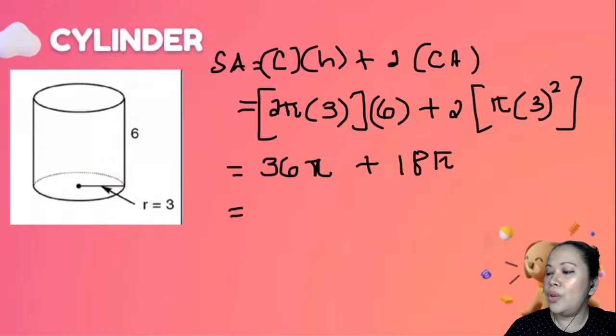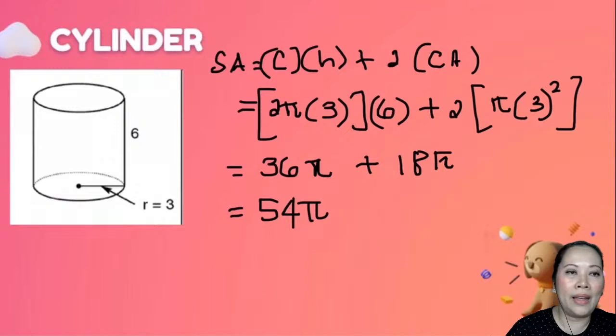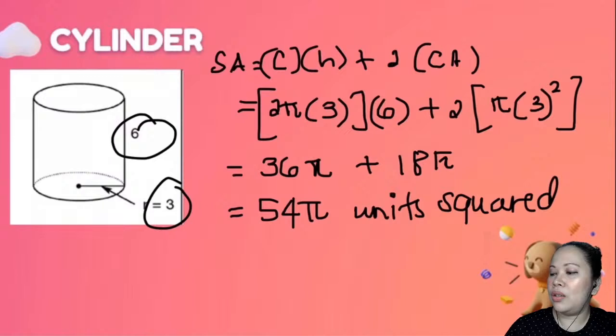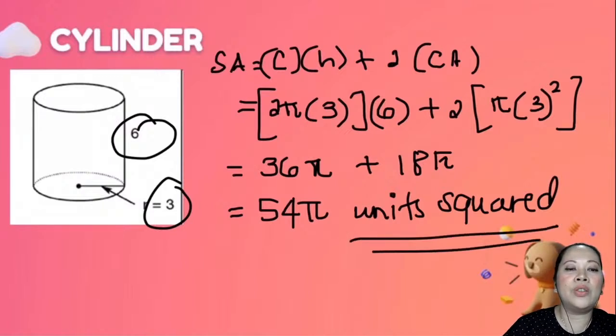So all we need to do is add 36 plus 18. You will get 54, and then just copy pi. And this will be units squared. By the way, if there are no units given, the measurement unit will be just units squared, or units cubed for volume. So you just use the word squared or cubed if there are no units.